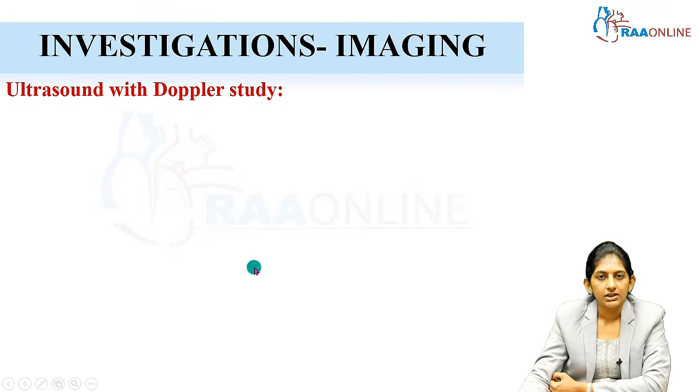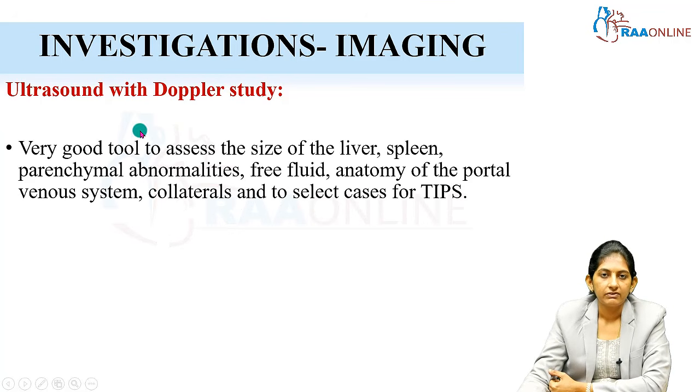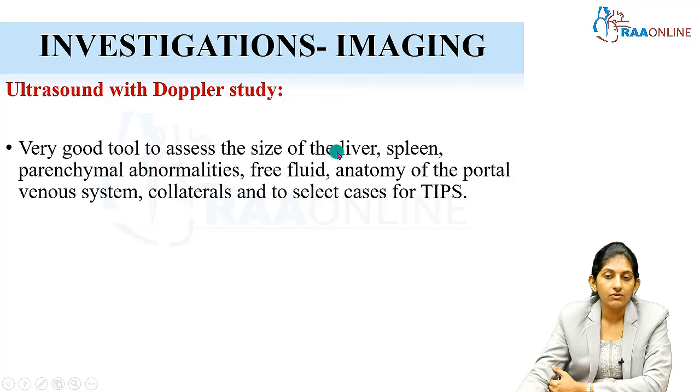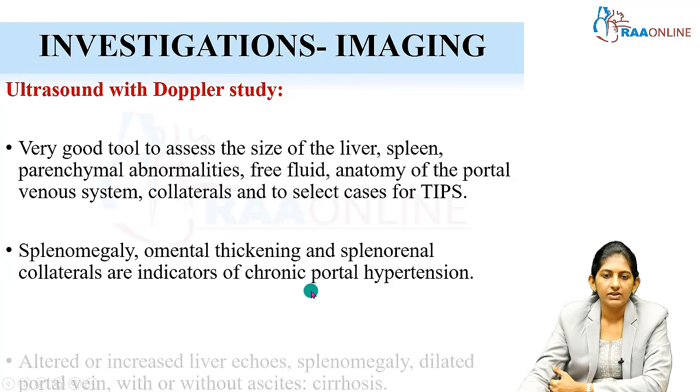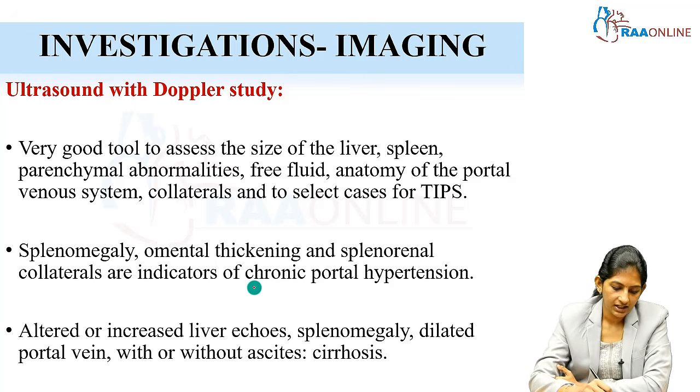So, you start with imaging. You first investigate with an ultrasound with Doppler, okay, to know the flow of the vessels. So, in ultrasound, we will be able to see the size of the liver, the surface irregularities of the liver, how is the spleen, is there free fluid, that is ascites, what is the anatomy of the portal venous system, the collaterals, etc. So, next, splenomegaly, omental thickening, any collaterals, etc. will indicate the chronic portal hypertension.